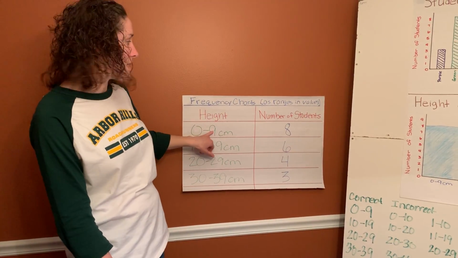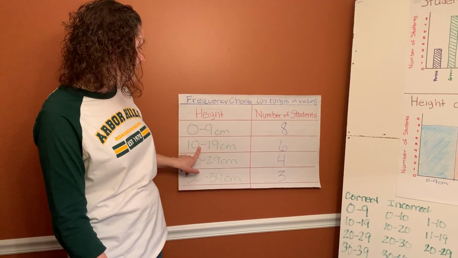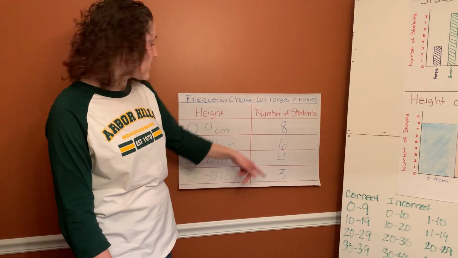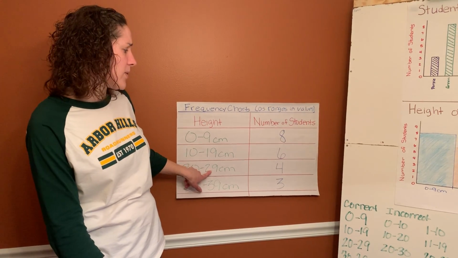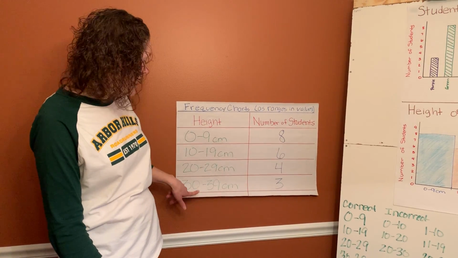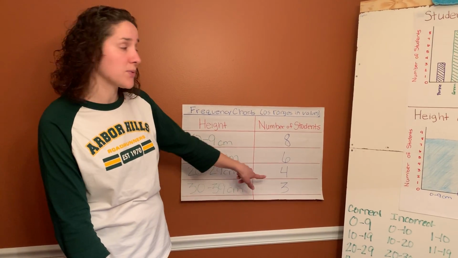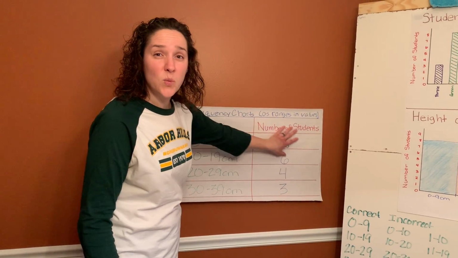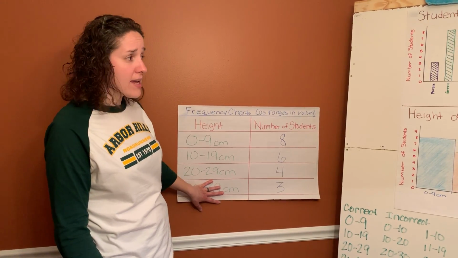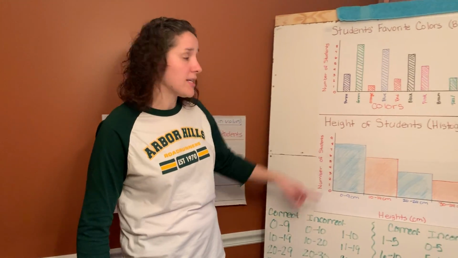So a height of 0 to 9 was 8 students. A height of 10 to 19 was 6 students. A height of 20 to 29 centimeters was 4 students. And a height of 30 to 39 centimeters was 3 students. So I did this way back on that initial day because I knew we were going to be teaching about histograms.